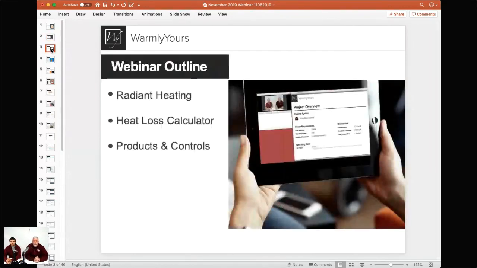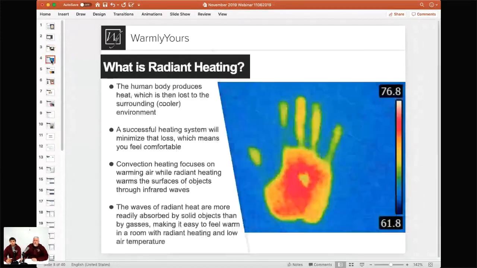So let's take a look at what we're going to be talking about today. We're going to be talking about radiant heating. Obviously, that's why we're all here. We're going to be talking about the heat loss calculator and the products and controls that are used. So what exactly is radiant heating?